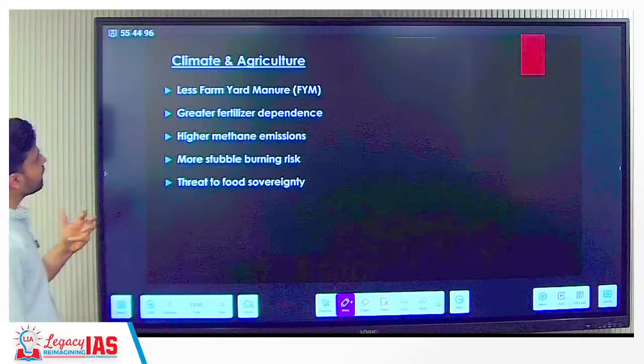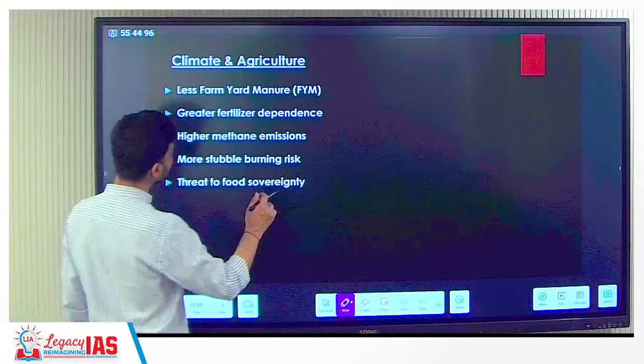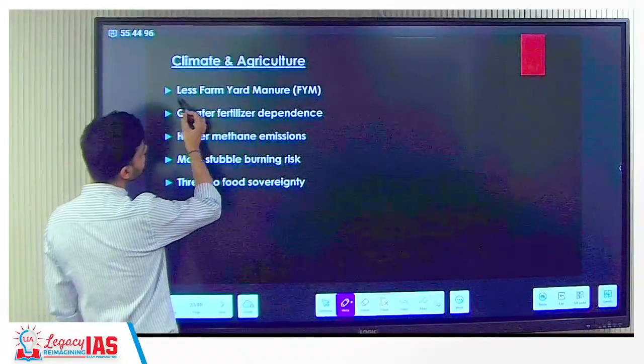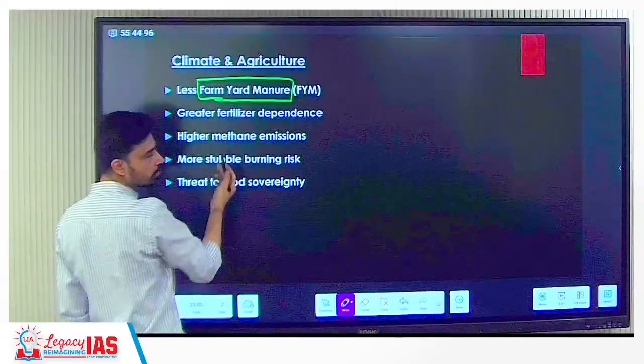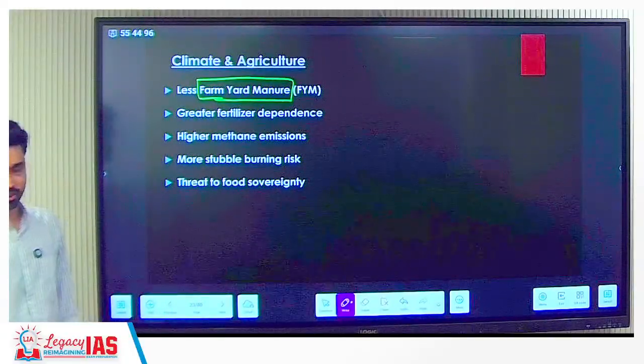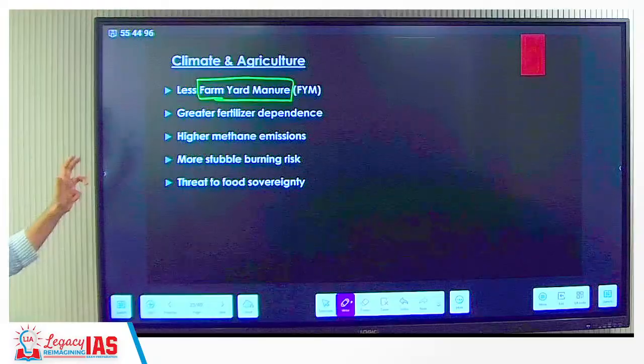Now, climate and agriculture: apart from the food perspective, what other disadvantages will we have? Lesser farmyard manure, because the number of cows will reduce, as death and disease would be higher, so manure would be reduced.